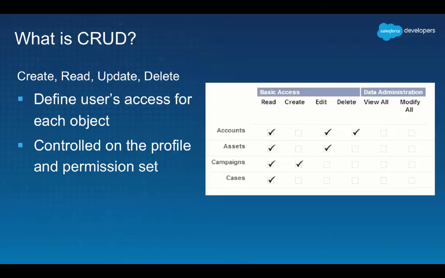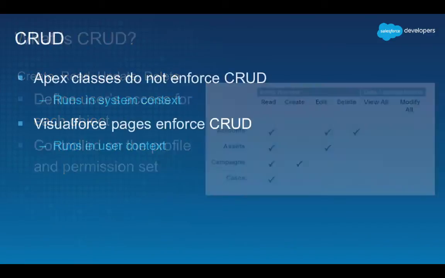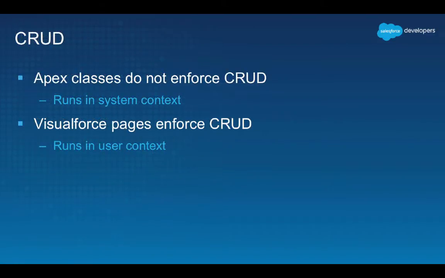For this example, you can see that this particular user, who might be a sales rep, might have read, edit, and delete access on accounts, but can't create accounts. But in terms of campaigns, they can create campaigns and also read campaigns. There are some elevated privileges, such as view all and modify all. This is usually for system admins or other users who have elevated privileges.